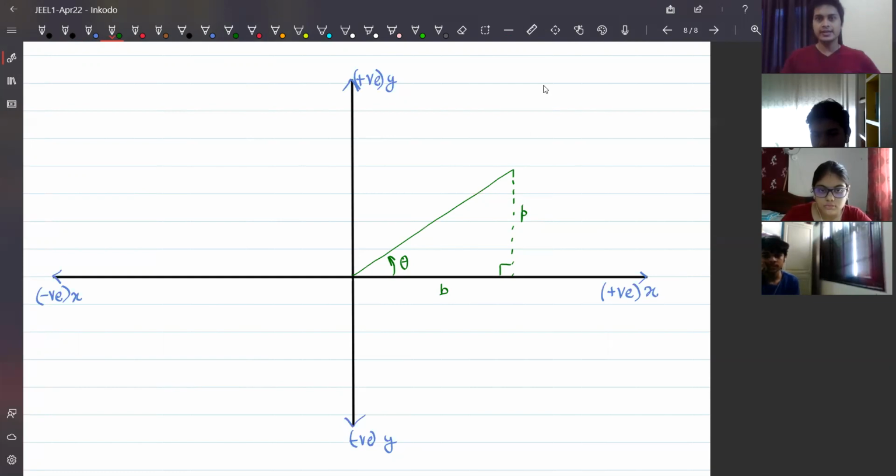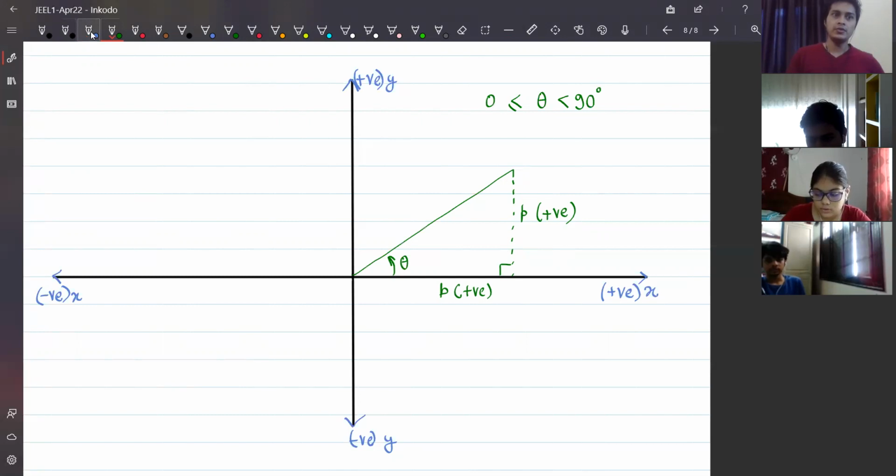So when your angle theta is between 0 degree and 90 degree, you can see your base is positive because it is on the positive x-axis. Perpendicular is also positive because it is on the positive y-axis. So base is positive, perpendicular is positive. If you want to write sine theta, that is perpendicular upon hypotenuse. Hypotenuse, we don't take the sign for hypotenuse.